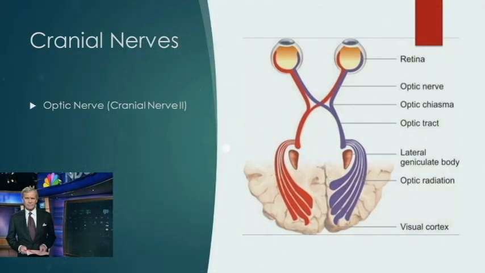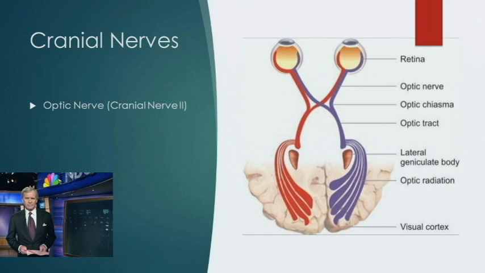Another disorder is optic neuritis, which involves inflammation of the optic nerve. This is often caused by autoimmune conditions such as multiple sclerosis. Optic neuritis can result in vision loss, color desaturation, and even pain when moving the eyes.